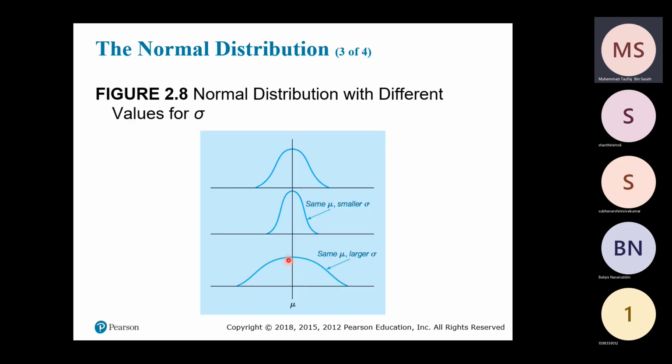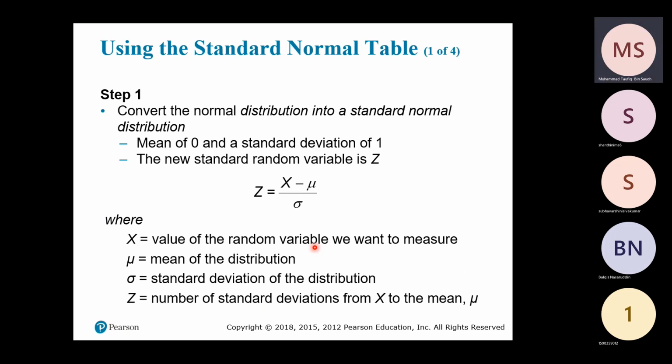So if the standard deviation is larger, then you will have a flattened curve. But if you have a small standard deviation value, then your curve becomes steeper. Why? Because when you have a smaller standard deviation, it means that the value of x is near to the value of the mean. But if you have a larger standard deviation, it means that the value of x is much further from the mean value. So that's why when you have a larger standard deviation value, the shape becomes flatter. If you have a smaller standard deviation value, the shape becomes steeper, more sharp.